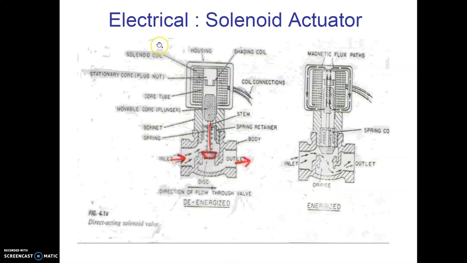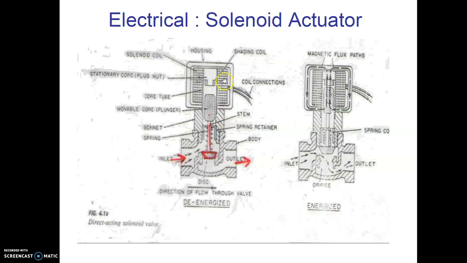Now next we have electrical actuators. In that we have solenoid actuator. This is the coil of the solenoid. This is the movable core which is connected to the valve stem and the plug. Now in this figure we can see the plug which is sitting into the seat. So it is closed. So this fluid at the inlet cannot go to the outlet.